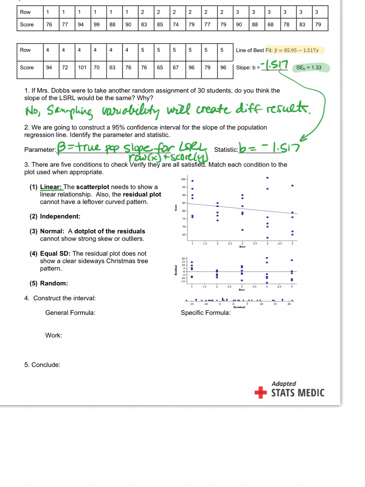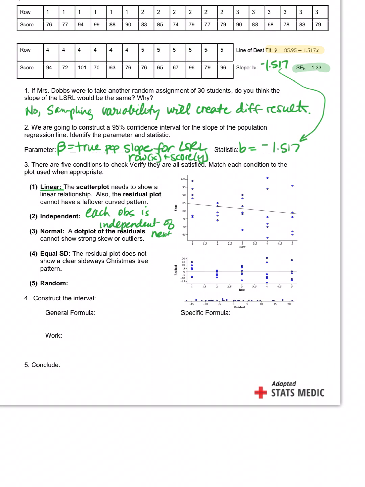The second thing is independent. What am I doing with independence? It's not the 10% condition thing. It's that each observation is independent. Each student's score is independent of each other, okay? So each observation is independent of the next, all right?